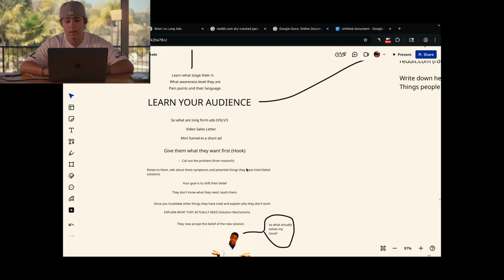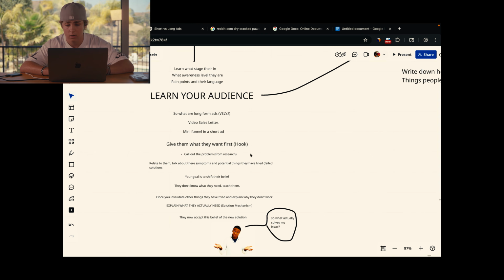So you start with giving them what they want first, which is the hook. So you call out the problem if they're problem aware. And usually in the hook, I like to call out a solution as well or hint at a solution. This just incentivizes the prospect to watch through the entire ad. And it's going to help you get a lot higher hold rate.